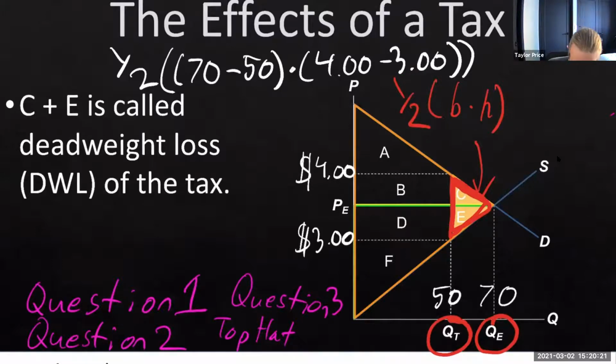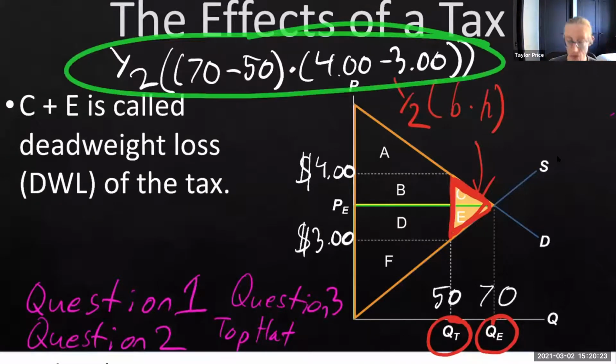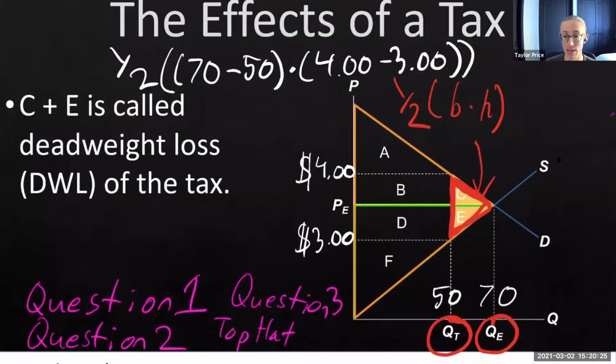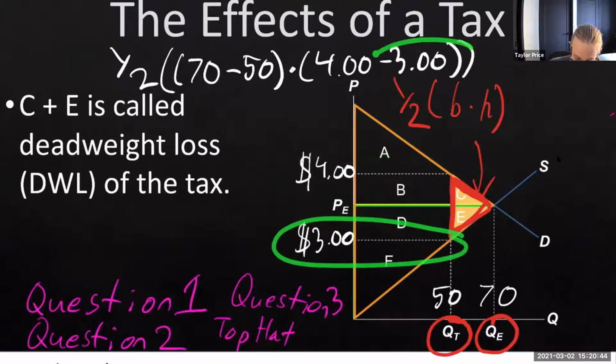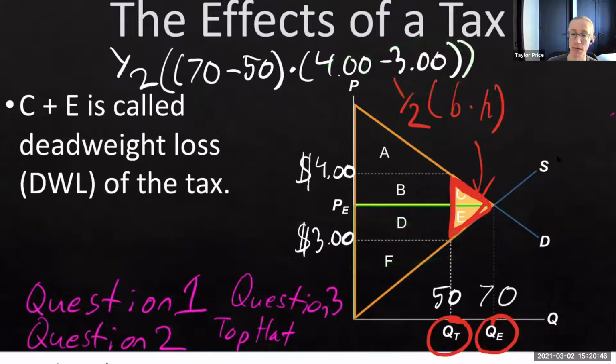And so I have an example up here where I solve for the deadweight loss in this example. So I'm just taking the original equilibrium quantity, subtracting the quantity after tax, then taking the price that buyers are paying minus the price that sellers are receiving. And then that is going to give me the deadweight loss in this market.